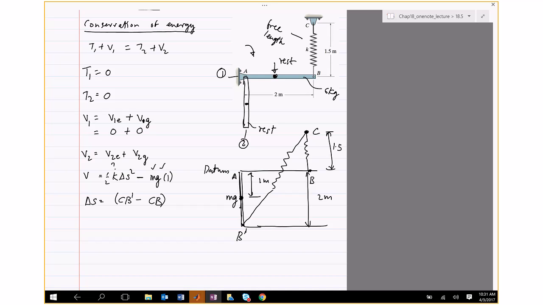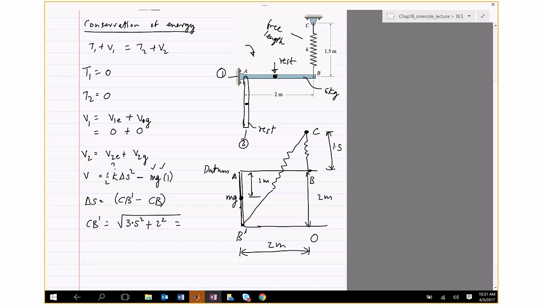Pythagoras theorem. Okay, so if you want to use Pythagoras theorem, let me call this point O. We know what CO is. We have to find B prime O, right? In order to use the Pythagoras. So what's this? That's 2 meters, because this length is 2. So CB prime is the square root of 3.5 squared plus 2 squared.